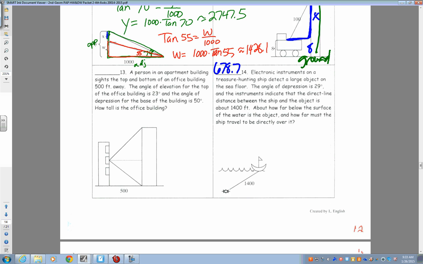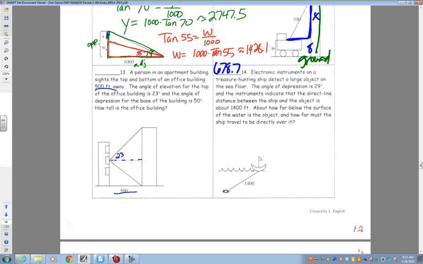All right. 13, guarantee this type of problem. It's just going to be a different scenario. The picture will be given to you like this, blank, but you're going to have to fill in the parts. A person in the apartment building sights the top of an office building 500 feet away. They've already labeled that 500 feet away. So the angle of elevation for the top of the office building is 23 degrees. The first thing is angle of elevation is above the horizontal line. Here is the horizontal line. From that window, the 23 would go there.